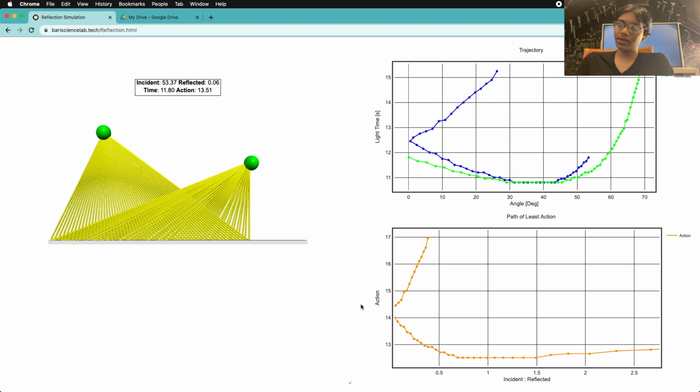Now some questions to guide further discussion might be, why do other trajectories fail? Why can't you go straight for the metal slab and then go to the second point? How can we prove this geometrically, that the law of reflection must work? Think about these questions, and that's it for proving the law of reflection using a numerical simulation of the principle of least action.